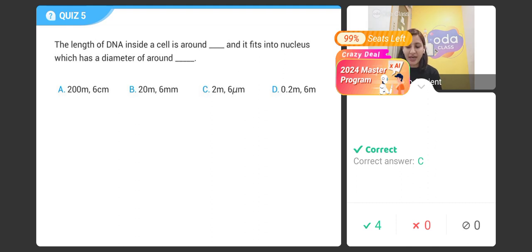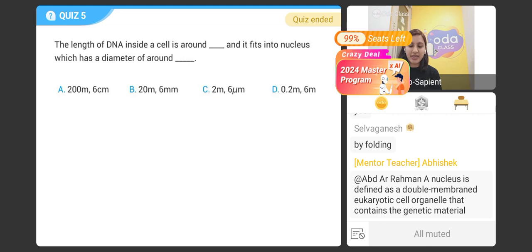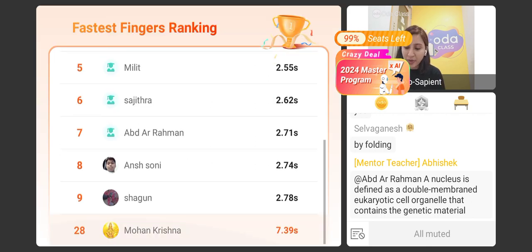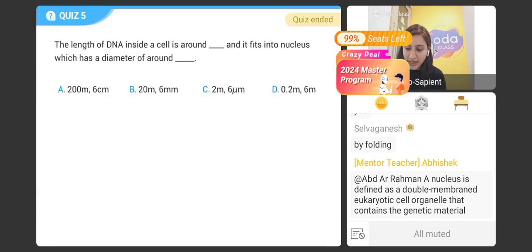I can see that you are doing amazingly well. Amazing students, great performance. The answer is 2 meters and it fits into a nucleus of 6 micrometers. So let's quickly understand how this is possible.